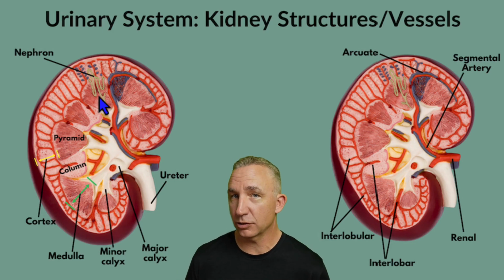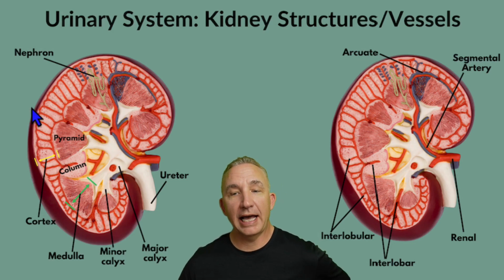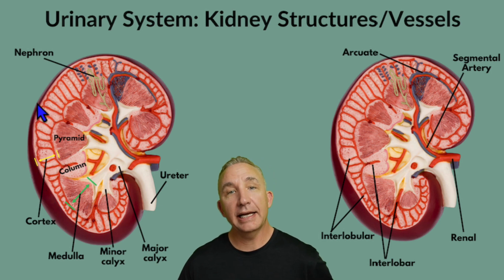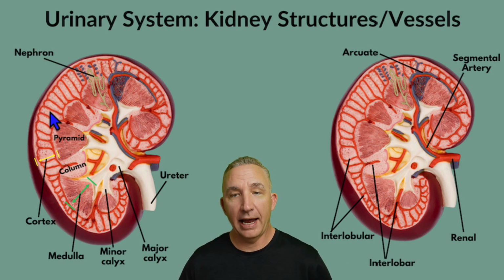Let's look at the basic structures of a kidney. First, the outside of it is the capsule, so the renal capsule. And then I get into two regions, that outer cortex, and then the inner medulla. Two regions, the medulla and the cortex.